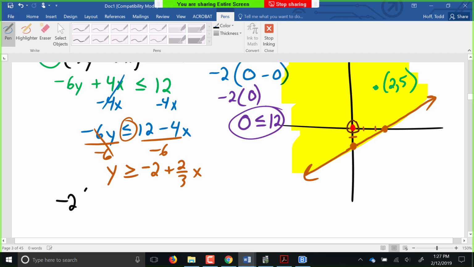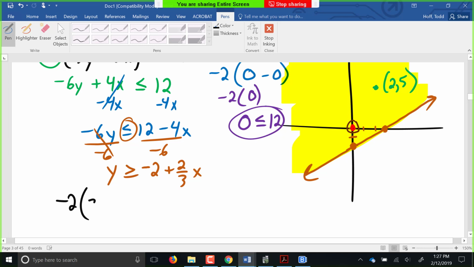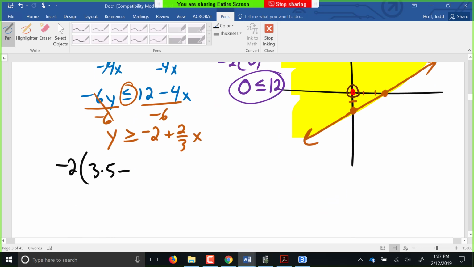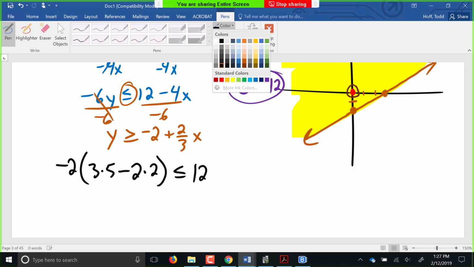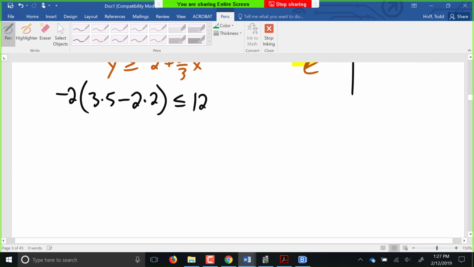I have negative 2 times... 3y is going to be 3 times 5. Sorry, 3y is going to be 3 times 5. Minus 2x is going to become 2 times 2, and less than or equal to 12. That should make this inequality true. Let's calculate it out. It's just a matter of order of operations on the left side here. What do we have to do first?